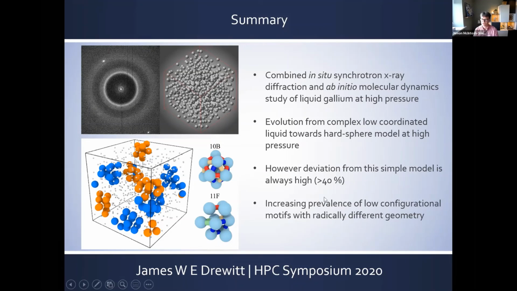Were there any more questions? I had one question, Simon. Go ahead. You've been looking at gallium. I wonder if there are any other interesting metals or other elements you'd like to have a go at in a similar vein?